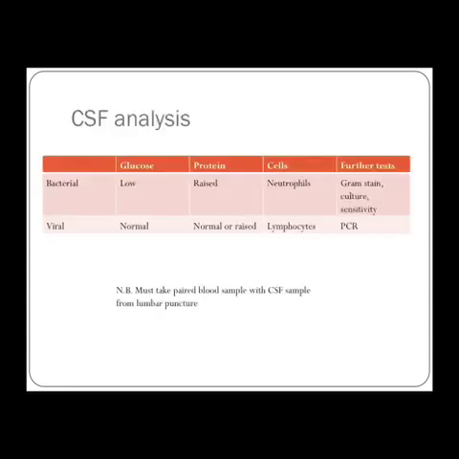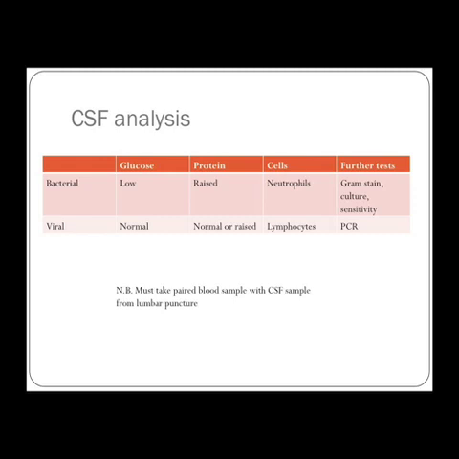And this slide is very important. This looks at what you actually look at in the CSF to determine what's causing the meningitis. I'm going to go through bacterial and viral. If you suspect TB meningitis or fungal meningitis, there are other things you can look for, but I'll just focus on bacterial and viral. And there are three main things you look at. You look at the glucose, protein, and what cells are present in the CSF.